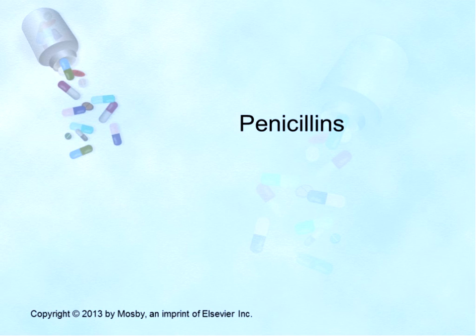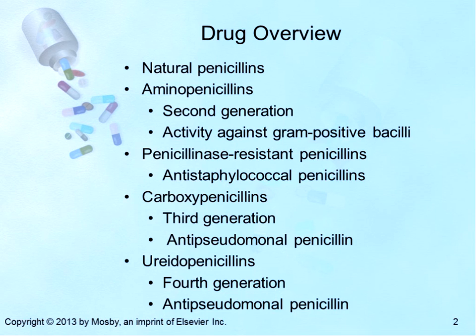So the first medication class of antibiotics that we're going to look at is the penicillins. You can have the natural penicillins, which include penicillin G, bicillin, which is given intramuscularly, and penicillin V. You can also have the aminopenicillins, which include second generation, which are active against gram-positive bacilli.